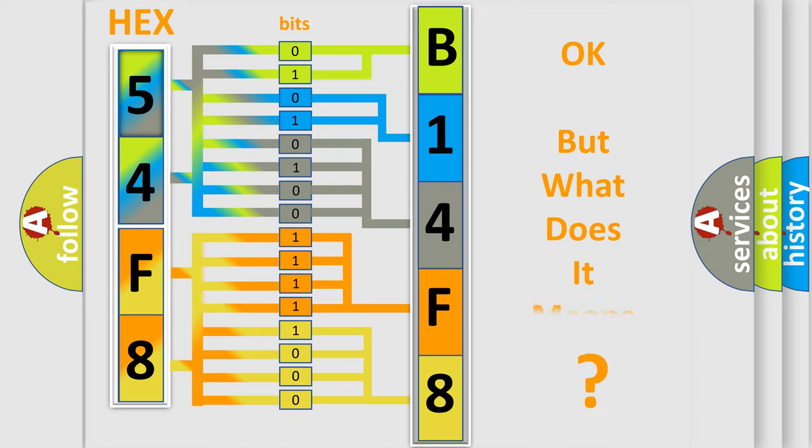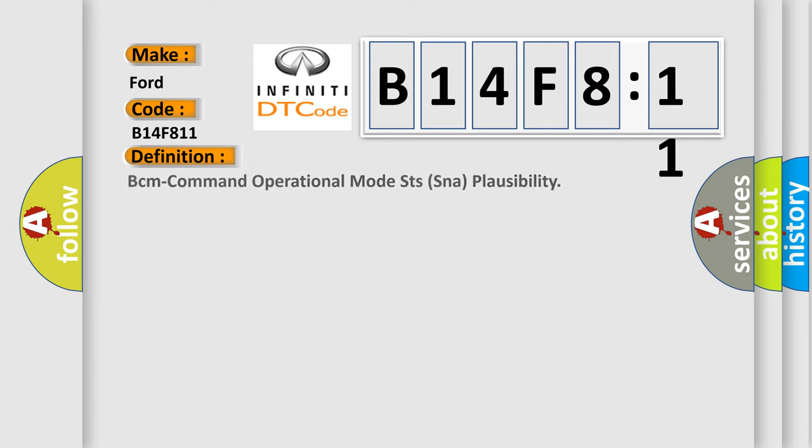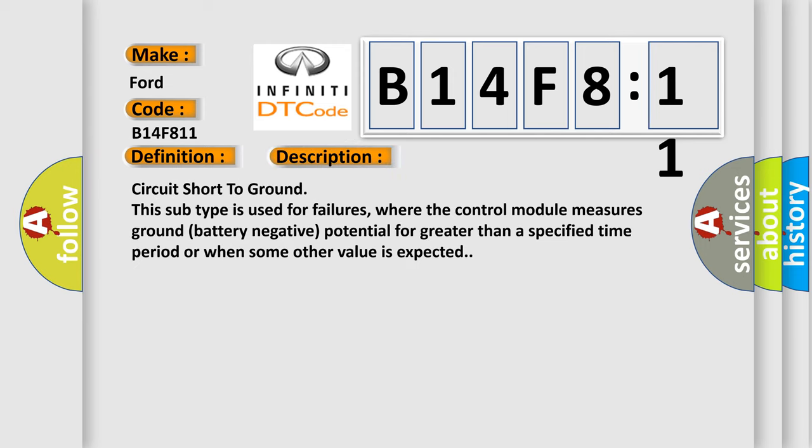The number itself does not make sense to us if we cannot assign information to what it actually expresses. So, what does the diagnostic trouble code B14F811 interpret specifically for Infiniti car manufacturers? The basic definition is BCM-Command operational mode state signal plausibility. And now this is a short description of this DTC code. Circuit short to ground. This subtype is used for failures where the control module measures ground, battery negative potential, for greater than a specified time period or when some other value is expected.